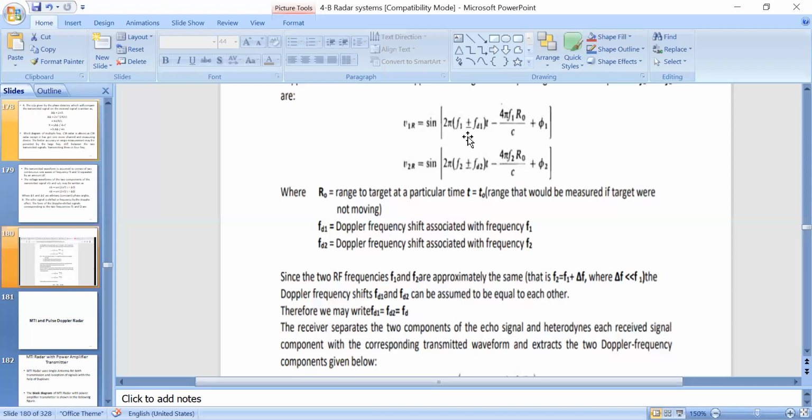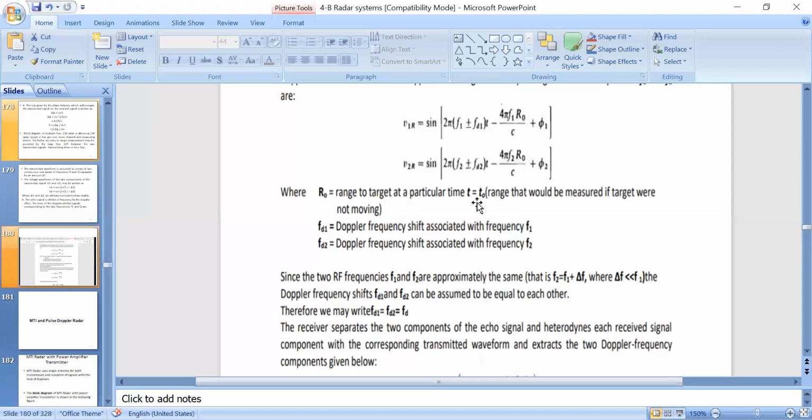But we don't know the exact condition. That's why here we mention it as sine of 2 pi (f1 plus or minus fd1) t minus 4 pi f1 R naught by c plus phi 1, right? And V2R is, in the same way, sine of 2 pi (f2 plus or minus fd2) t minus 4 pi f2 R naught by c plus phi 2, where fd1 is the Doppler shift 1 and fd2 is the Doppler shift 2, and the 4 pi f R naught by c term is the time factor, right?